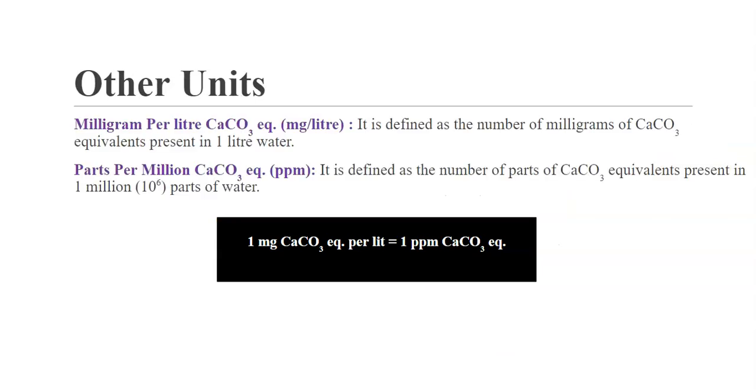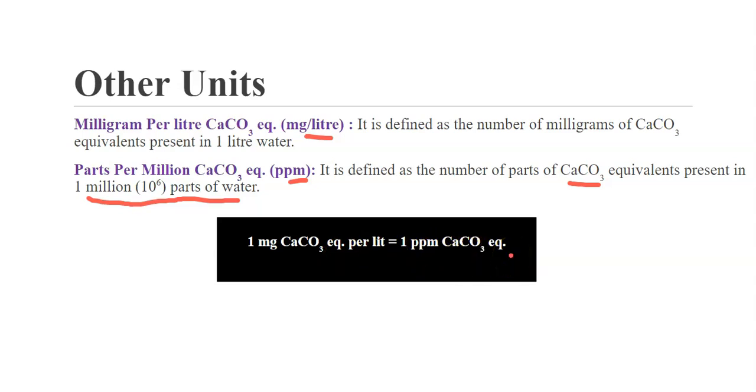There are other units of water hardness like milligram per liter of CaCO3 equivalent, mg per liter. It is defined as the number of milligrams of calcium carbonate equivalent present in 1 liter of water. Another is ppm, parts per million CaCO3 equivalent. It is defined as the number of parts of calcium carbonate equivalent present in 1 million parts of water. 1 million is 10 raised to 6, and 1 mg of CaCO3 equivalent per liter is equal to 1 ppm of calcium carbonate equivalent.